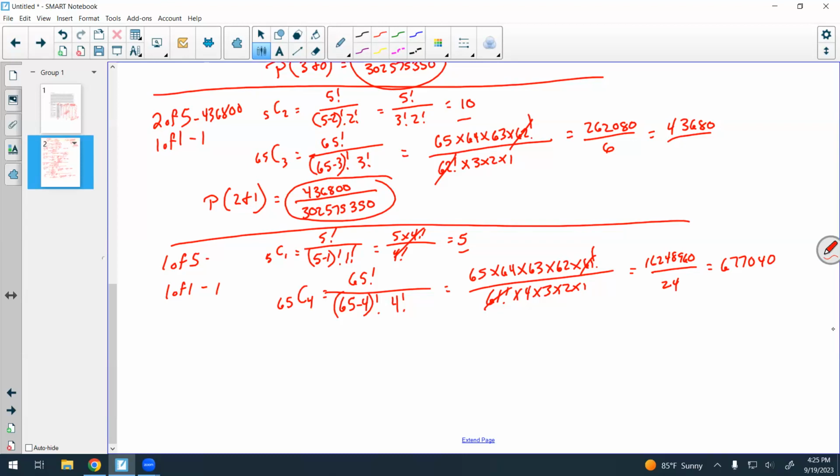My calculator died. There it is. Nope, now it's gone again. That's interesting. Come on. This is a brand new calculator. 3,385,200. Multiplying that by 1. So my probability of 1 and 1 is simply 3,385,200 over 302,575,350.